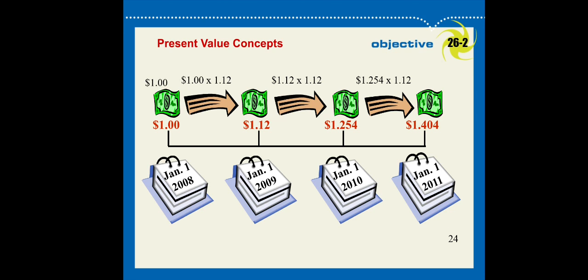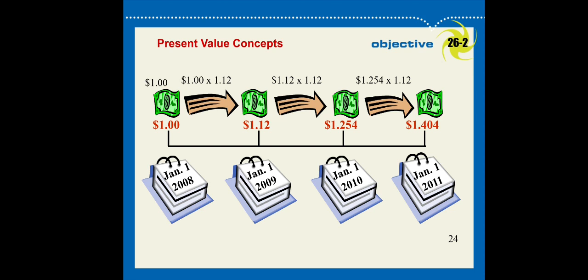From this figure, the thing that you can understand is like this. The future value of $1 at 12% interest in the next 4 years is $1.40.4. That is the future value. The future value of $1 at 12% interest in the next 4 years. See, in the next 4 years, the year 2011, it is $1.40.4. That is the future value.